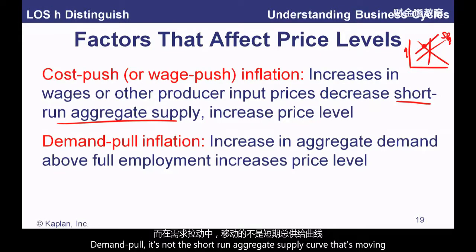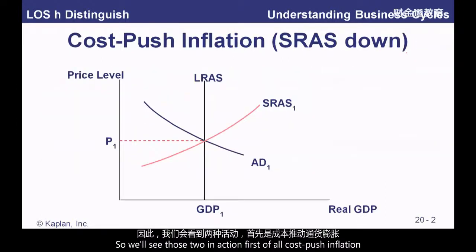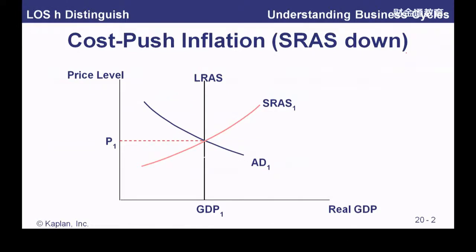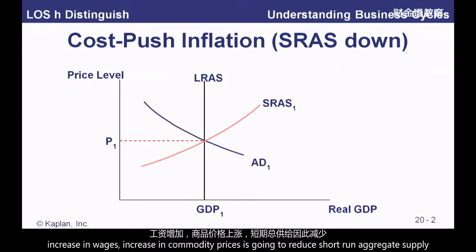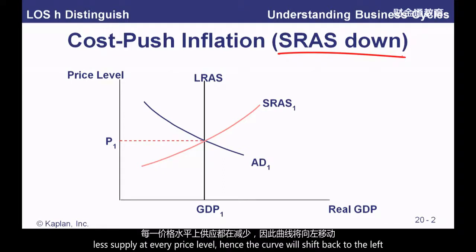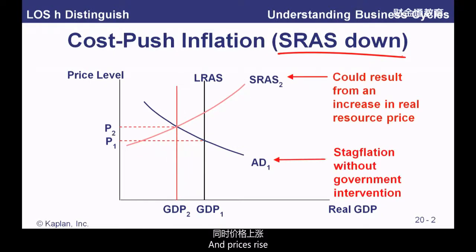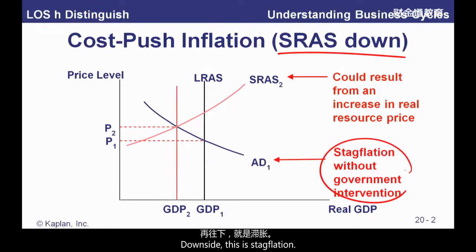Demand pull, it's not the short-run aggregate supply curve that's moving. It is the aggregate demand curve. So we'll see those two in action. First of all, cost push inflation, increase in wages, increase in commodity prices is going to reduce short-run aggregate supply. So we're saying SRAS goes down. Remember what that means? Less supply at every price level, hence the curve will shift back to the left and prices rise. Downside, well, this is stagflation. Prices are rising.